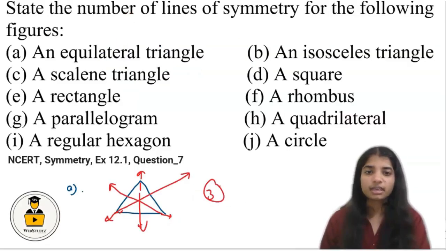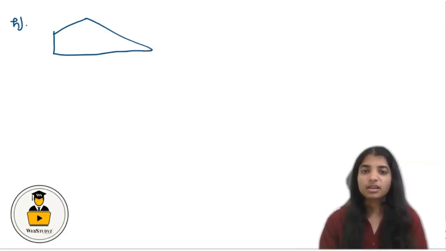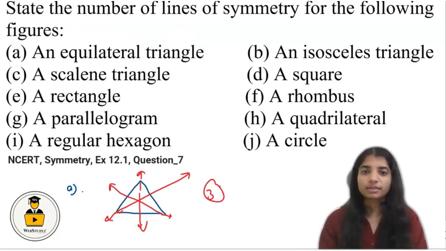Next, we are considering a quadrilateral. Part H is a quadrilateral. A quadrilateral is basically a figure which has four sides and is not symmetrical. So we can say that this does not have any axis of symmetry.